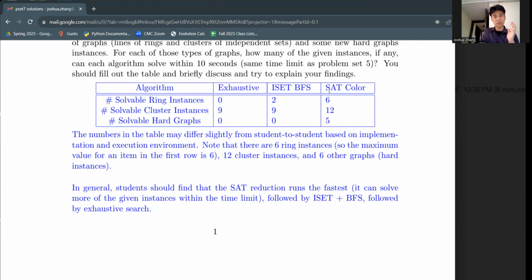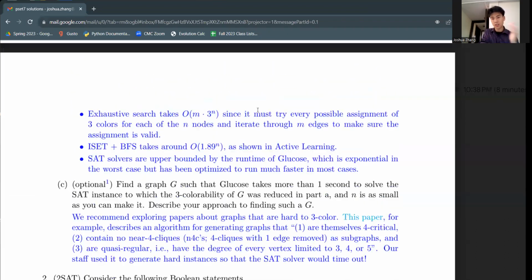because there are more instances, clusters, and hard graphs that it can solve, as opposed to BFS and exhaustive search, which have more instances and graphs that time out after 10 seconds. And this checks out with our theoretical knowledge, because exhaustive search should take O of m times 3 to the power of n, and BFS should take O of 1.89 to the power of n as well.